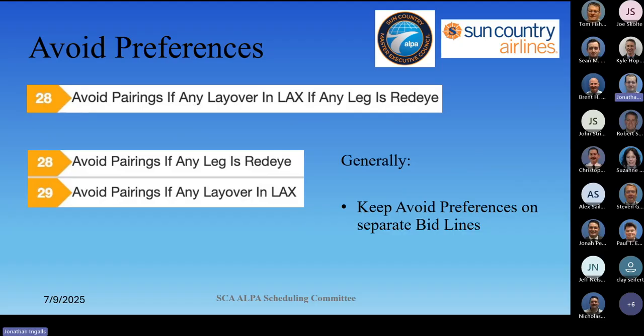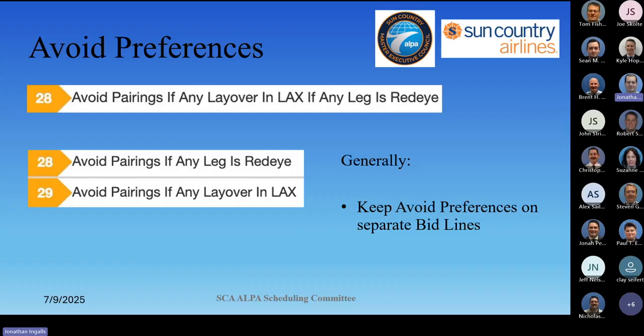You want to keep your avoids on separate lines a lot of times, unless there's a specific reason you're trying to combine them. In this example, lines 28 and 29 say avoid pairings of any legs or red eyes. So that command is avoiding all the red eyes. Line 29 is avoiding any pairing that has a layover in Los Angeles. So we've avoided all the red eyes and all the layovers in Los Angeles.